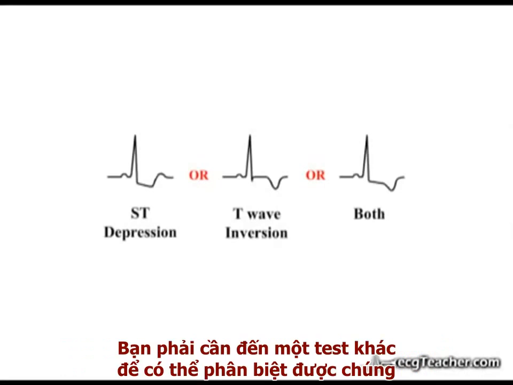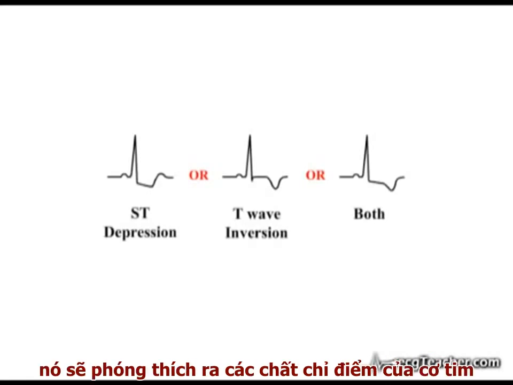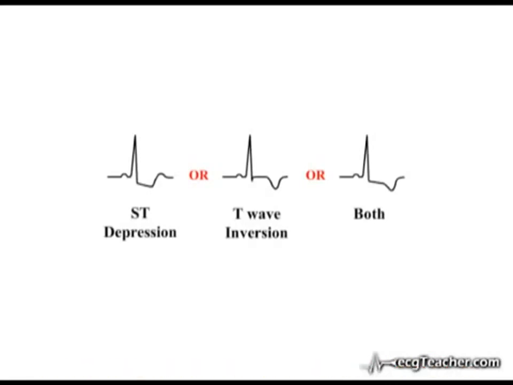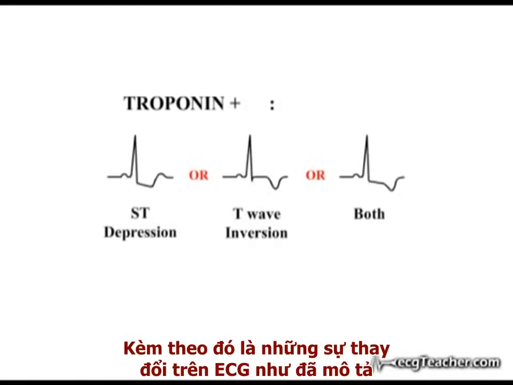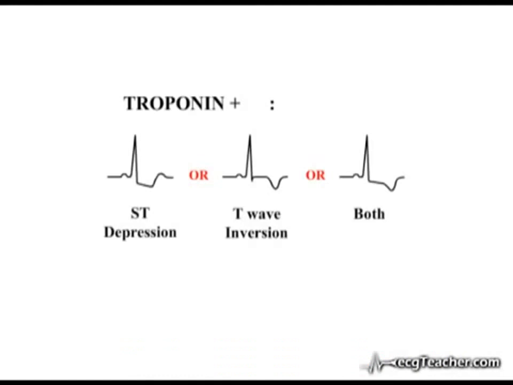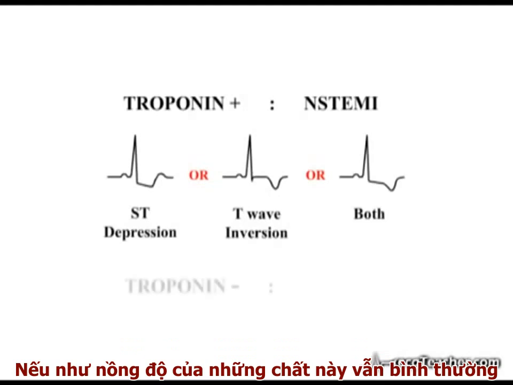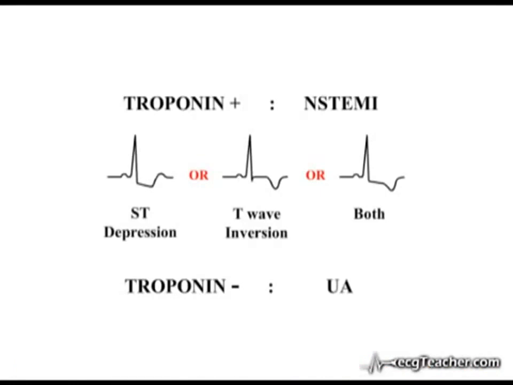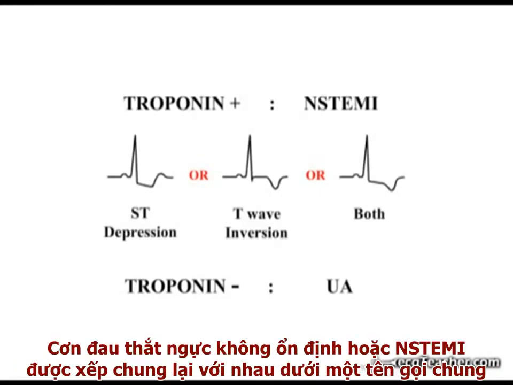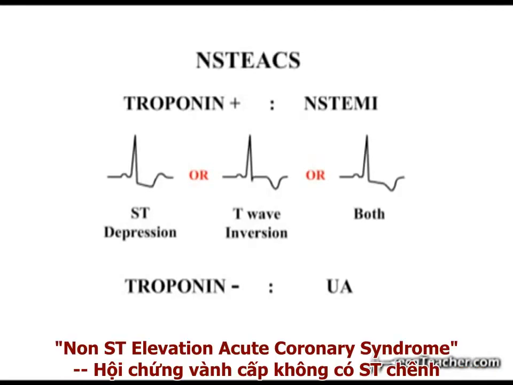You need a second test to separate the two. As myocardial muscle dies, it releases cardiac markers such as cardiac troponin into the bloodstream. Therefore, if the patient develops elevated levels of cardiac markers in the blood, in association with the ECG changes we've described, they are said to have had a non-ST elevation MI. If the blood levels remain normal, they have pure ischemia, unstable angina. Unstable angina and non-ST elevation MI are grouped together under the general term non-ST elevation acute coronary syndromes.